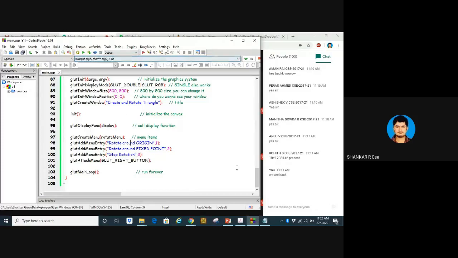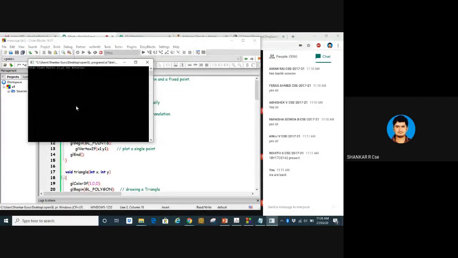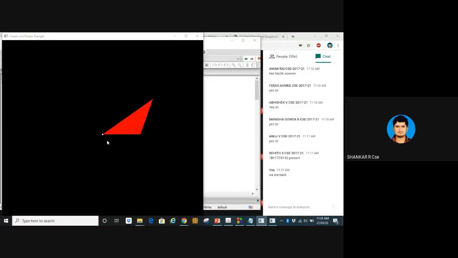All right. So the second program is all about create and rotate. First, you need to create a triangle, and next you need to rotate this triangle about two points, about the origin and a fixed point. So let me show the output. When I enter the fixed point for rotation, let me say I'll give 200, 200. I'll get a window like this, a black window with a red polygon, a red triangle.